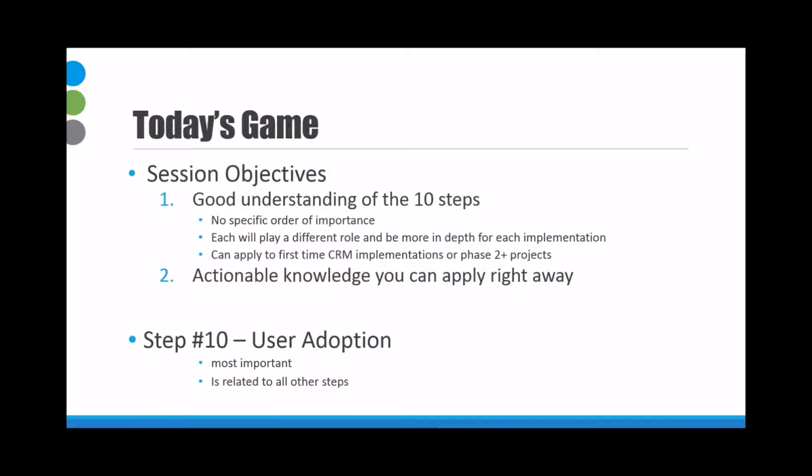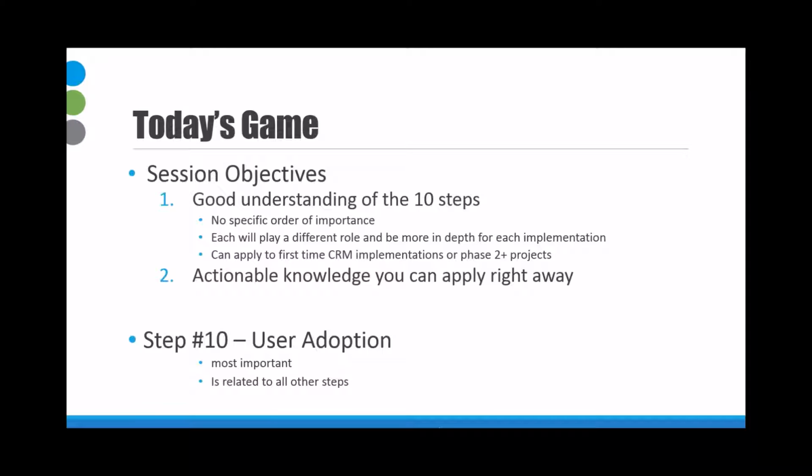And then a lot of the examples that we're citing throughout this presentation do pertain to the first-time core CRM implementation. But certainly these 10 steps could be applied to and used for phase 2, phase 3, additional functionality, upgrades, that kind of thing, wherever you are in the evolution of your CRM journey. And then the second objective is just that you gain some actionable knowledge that you can apply right away. So you can pick out a few things from here that you can act on as soon as the presentation is done.